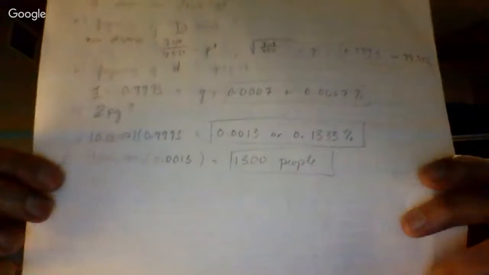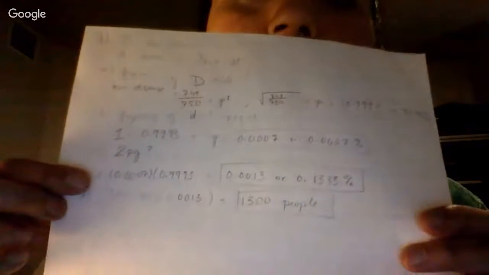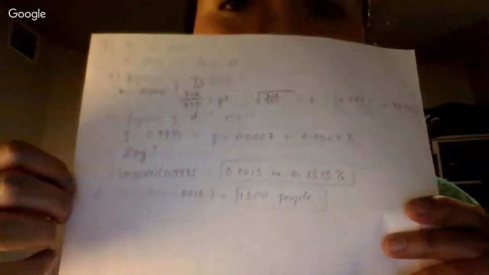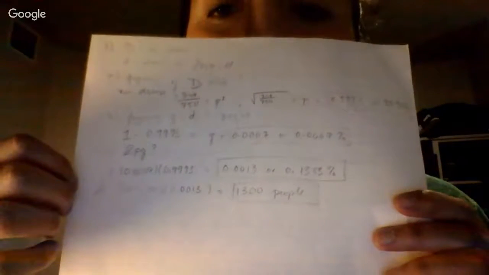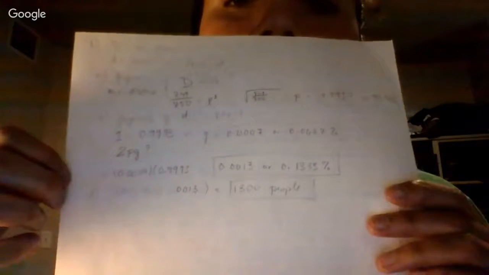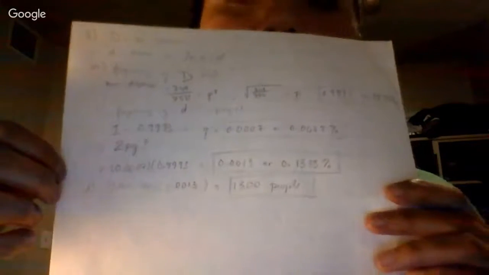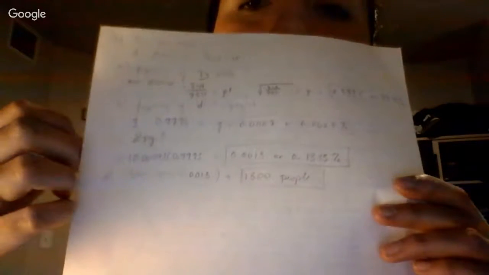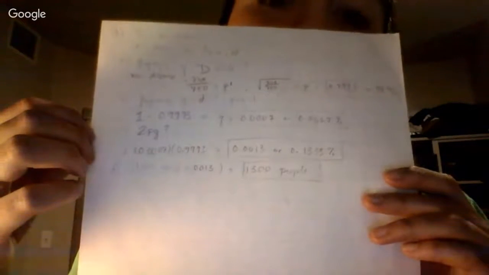Okay, for part B, it asks for the frequency of the disease allele in the population. Since we know that p plus q equals 1, you can just do 1 minus the p-value from part A to get 0.0007. For part C, it asks what the frequency of the heterozygous individuals in the population is, and all you have to do for that is 2pq. So take the p-value and the q-value from parts A and B, multiply those together, times 2, and then that'll give you 0.0013.